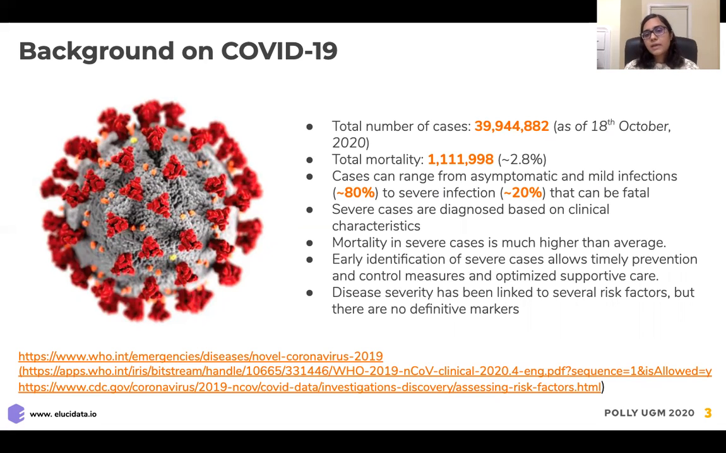We know that today disease severity of COVID-19 has been linked to several risk factors. We know that age is a risk factor, gender, ethnicity, as well as certain comorbidities such as diabetes, obesity, cardiovascular diseases are also risk factors, but there are no definitive markers that can say whether a patient is likely to become severe or not.